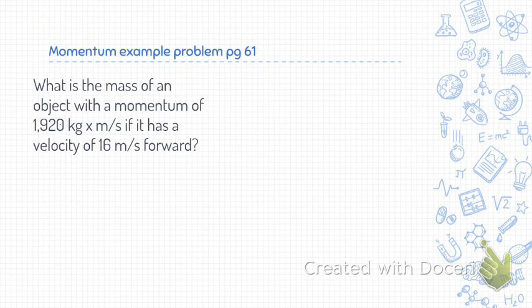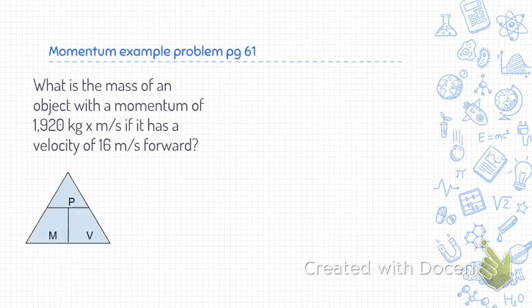So your momentum example problem, make sure you write this down. And it says, what is the mass of an object with a momentum of 1,920 kilograms meters per second if it has a velocity of 16 meters per second forward? We're going to have our power triangle here again. You should have yours on your page, but I'm just showing this again so that we have it.